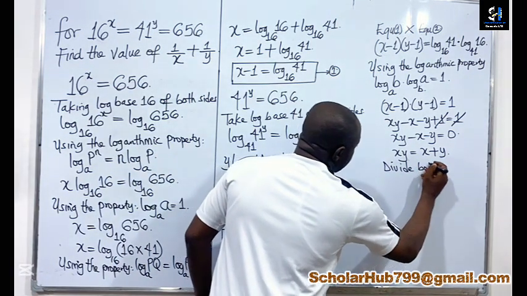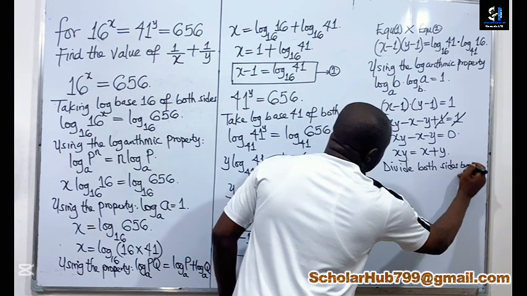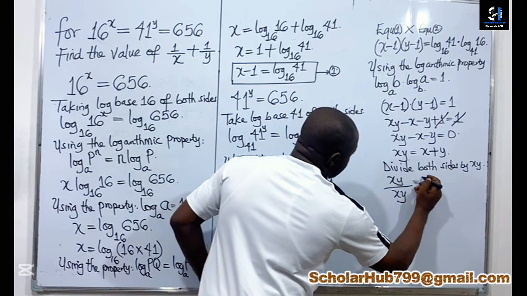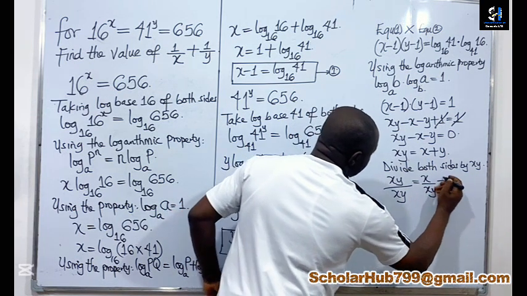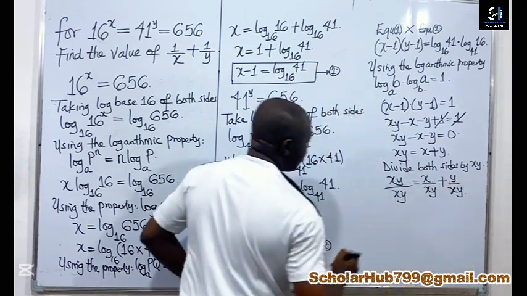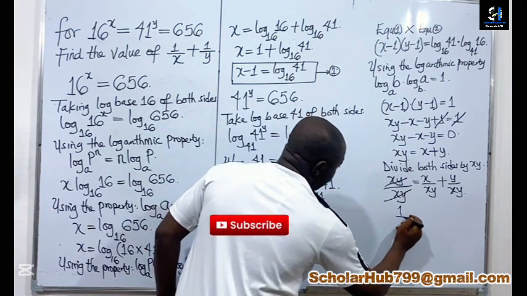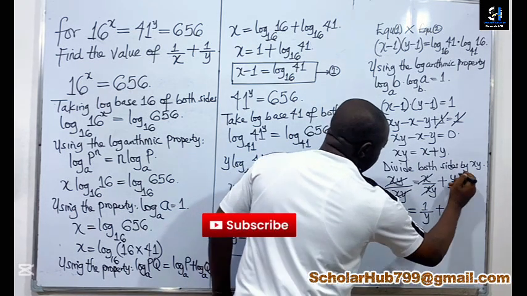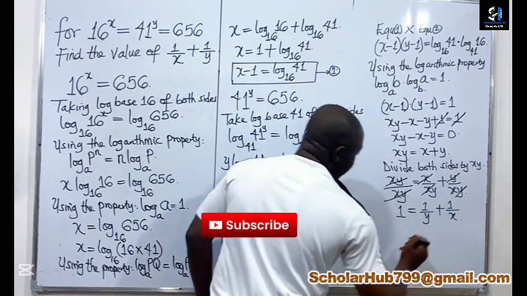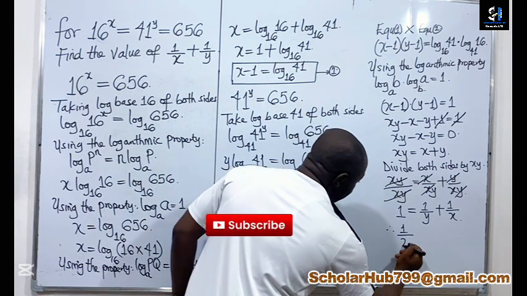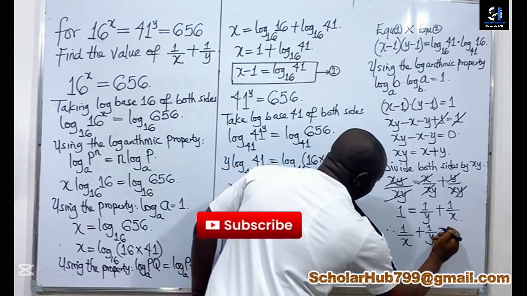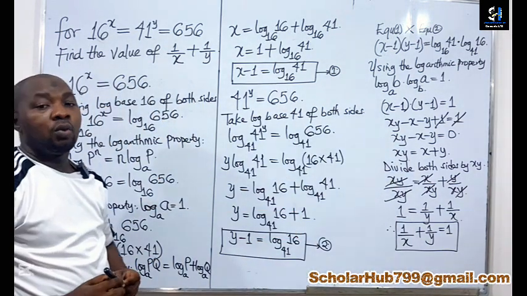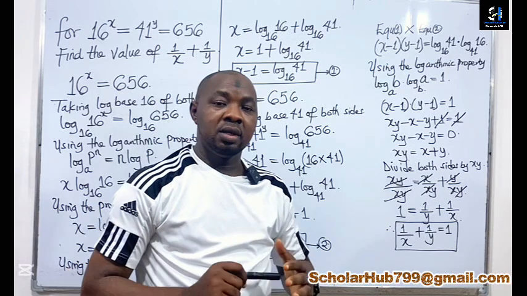Now I'm going to divide both sides by xy, so xy divided by xy is equal to x divided by xy plus y divided by xy. So this will be 1 equals, x cancels x, 1 over y, plus y cancels y, 1 over x. So therefore, 1 over x plus 1 over y is equal to 1. And the value of 1 over x plus 1 over y is equal to 1.